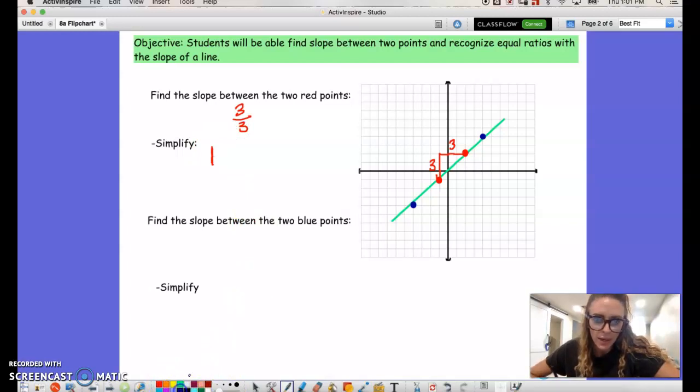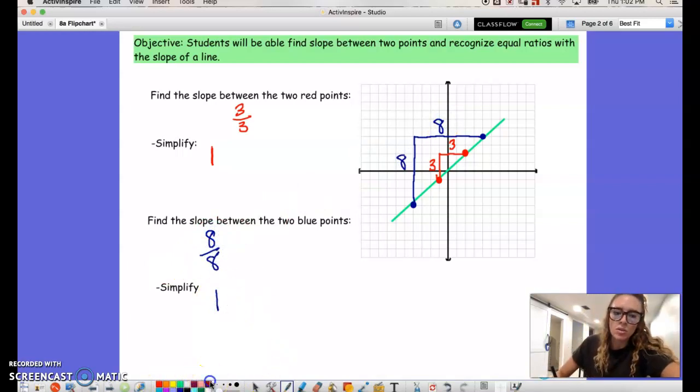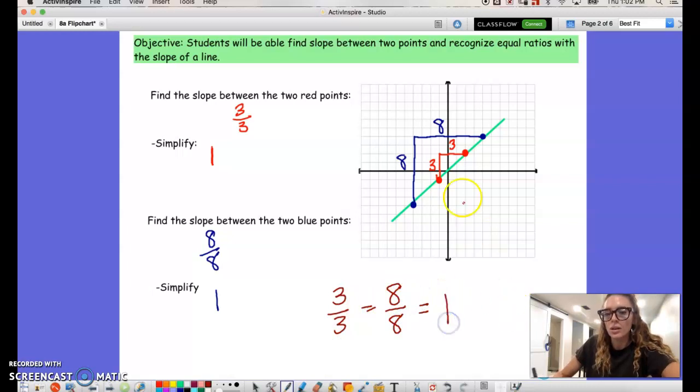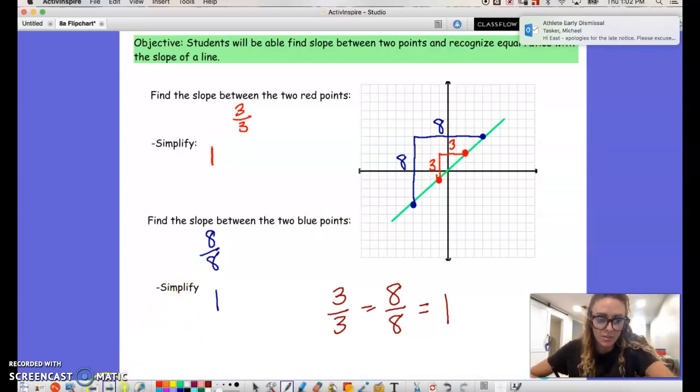Okay, now between the blue lines, we're going to go up 1, 2, 3, 4, 5, 6, 7, 8, and over 1, 2, 3, 4, 5, 6, 7, 8. So we have 8 over 8. So we know that the slope of this one is also 1. So what we want you to realize is that 3 over 3 is equivalent to 8 over 8, which is equivalent to 1, and that when we talk about them being sides of a triangle, we're really representing the ratio of the sides of that triangle.